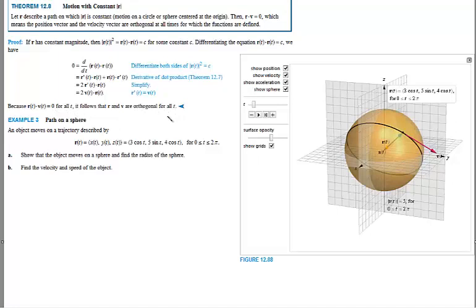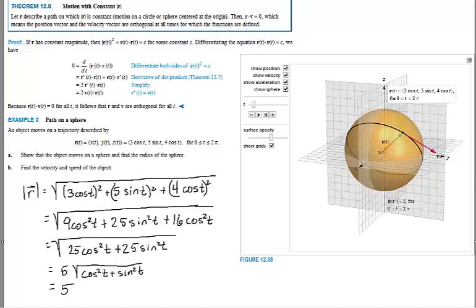In example 3, and that's what this picture is about, they're wanting you to show that the object moves on a sphere. So let's get the magnitude of that position vector. You can see that the magnitude of r is 5 all along 0 to 2 pi, so this means that we have a sphere of radius 5.